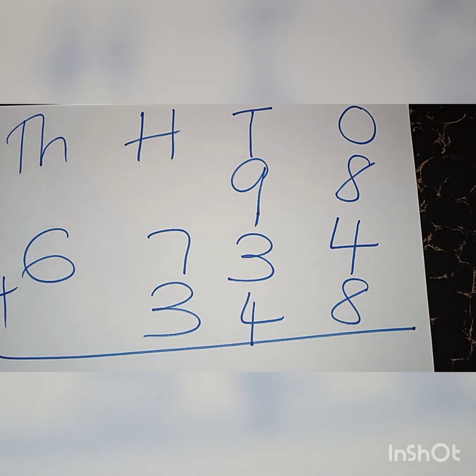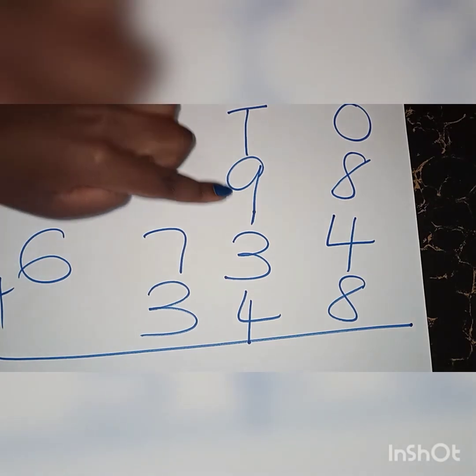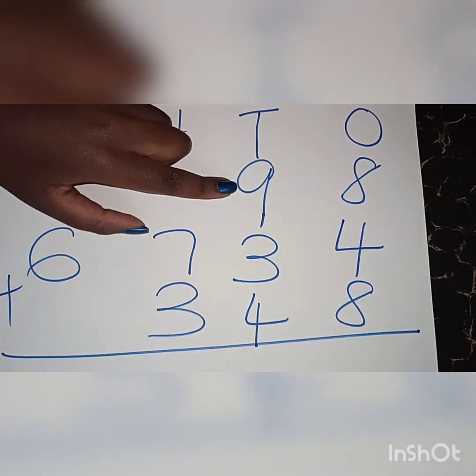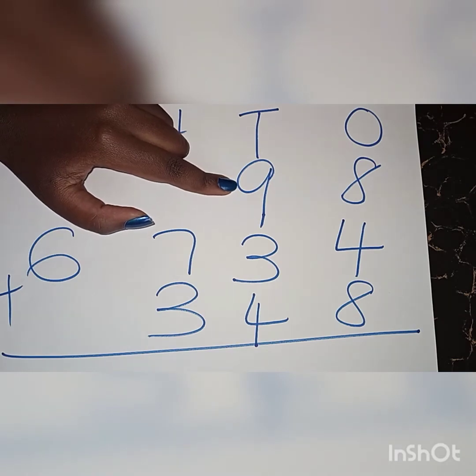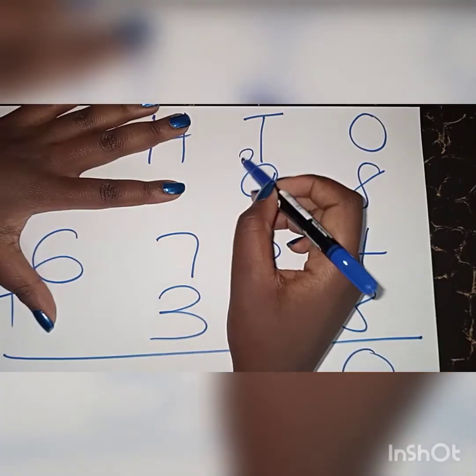But this number 20 has 2 digits, okay? The digit 2 is in the tens place and the digit 0 is in the ones place. But we can't put the 2 in the tens place because in the tens place we also have numbers that we need to add, okay? So that means that you'll carry the 2 in the tens place on top of the first digit in the tens place, okay?